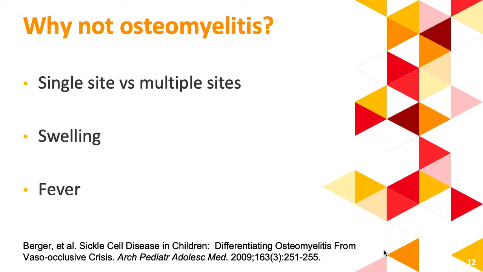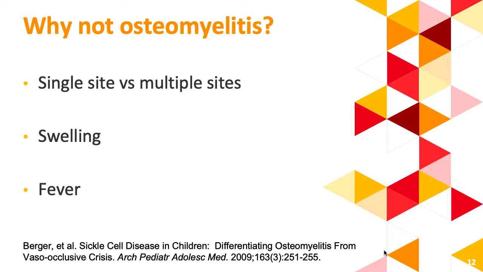Number 1, single site versus multiple sites. If somebody has isolated pain in one site, that's more concerning for osteomyelitis. So for example, in the case that we have at hand, he has back pain, thigh pain, and hand pain. Multiple sites like that, not likely to be osteomyelitis. Osteomyelitis is not going to probably cause pain here, there, and everywhere.